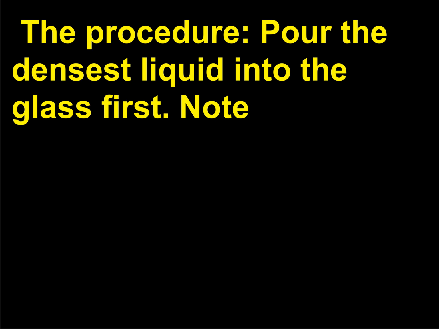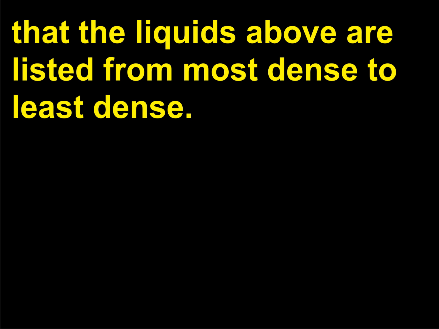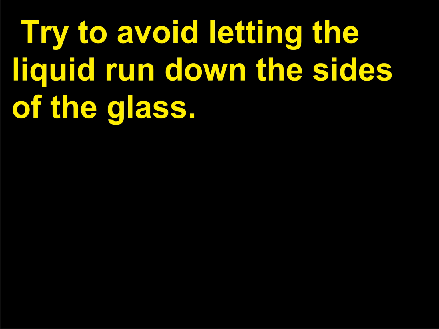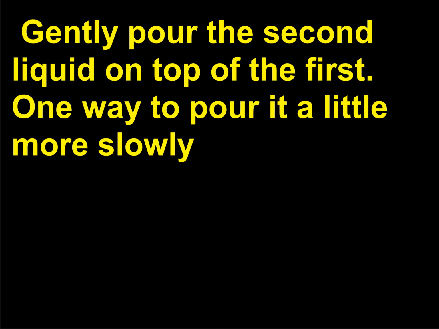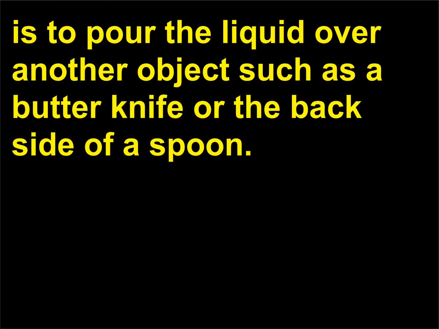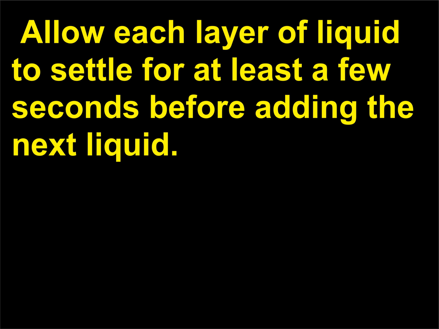The procedure: pour the densest liquid into the glass first. Note that the liquids above are listed from most dense to least dense. Try to avoid letting the liquid run down the sides of the glass. Gently pour the second liquid on top of the first. One way to pour it a little more slowly is to pour the liquid over another object such as a butter knife or the backside of a spoon. Allow each layer of liquid to settle for at least a few seconds before adding the next liquid.